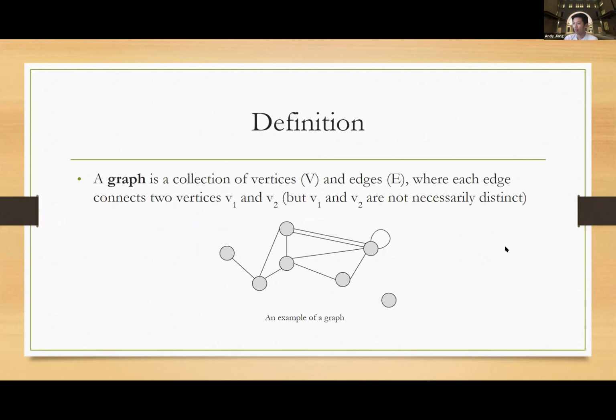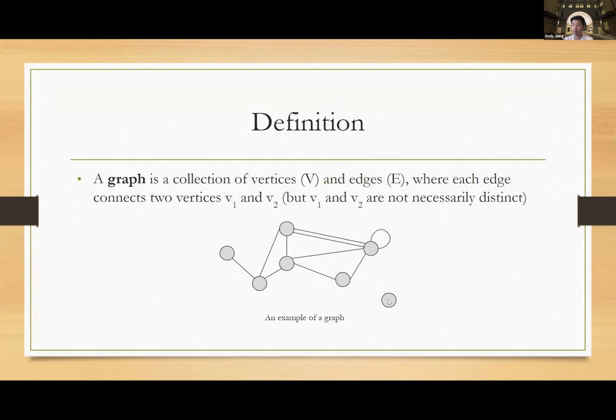Now, the simple definition of a graph is a collection of vertices, V, and edges, E. For our standard graphs, each edge connects 2 vertices, V1 and V2. So I drew an example here of a graph. Each edge, as you notice, connects 2 vertices. These vertices are circles. There can exist multiple edges between vertices like this. And there can be these things called self-loops. Self-loops means the edge connects the vertex back to itself. So V1 would be equal to V2.